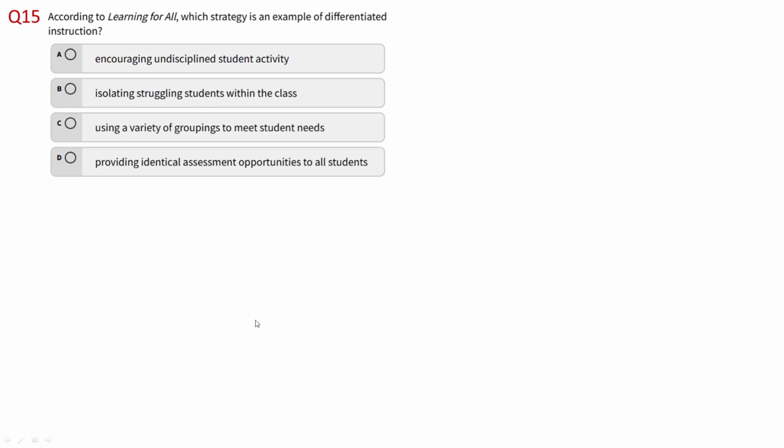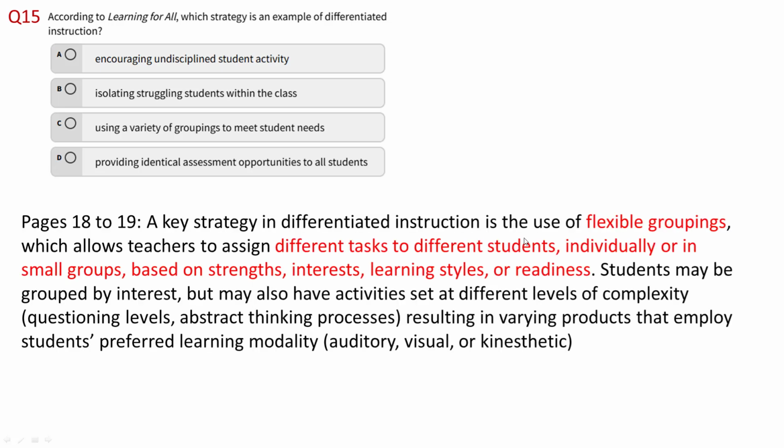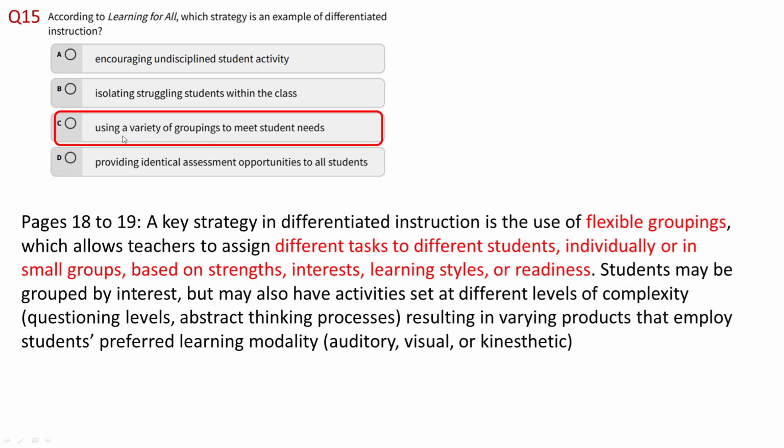Number 15, according to Learning for All, which strategy is an example of differentiated instruction? And this is on pages 18 to 19. So using flexible groupings, different tasks to different students, individually or in small groups, based on strengths, interests, learning styles, or readiness. So that would be answer C. That's a strategy that is an example of differentiated instruction. We're not to isolate students. We're not giving them free play. That's not differentiated instruction. You're not giving every single student identical assessment all the time.